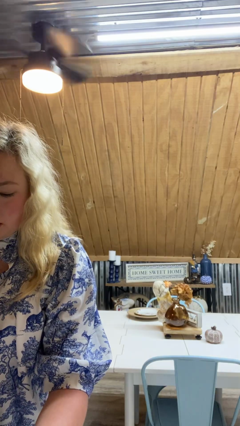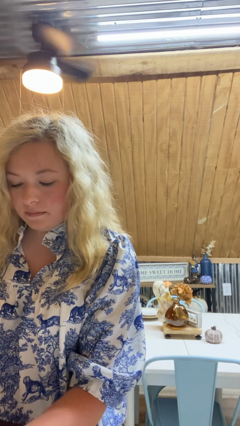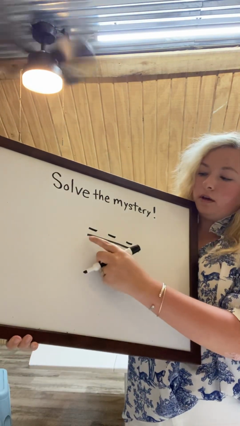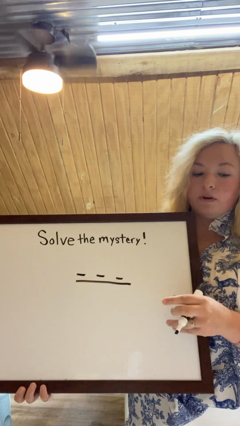Our next clue is how many phonemes are in the word pig? Ready? P, I, G. 3 phonemes. So we're going to do 3 small lines. So far we know we have 1 syllable and 3 phonemes. All right, we're getting closer to solving the mystery of how to write the word pig.